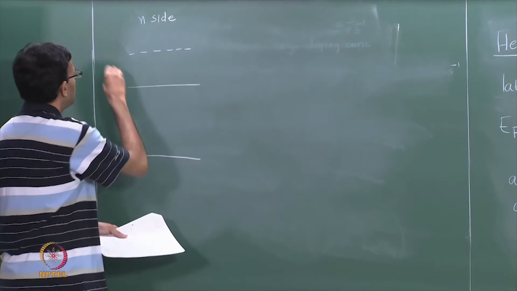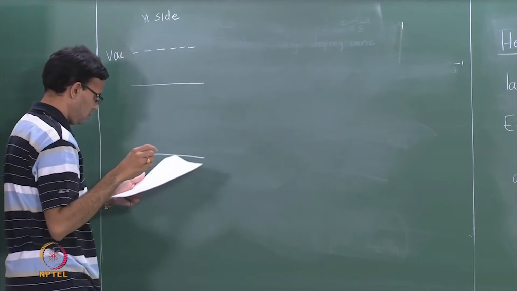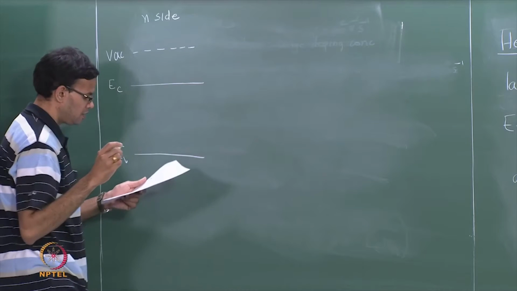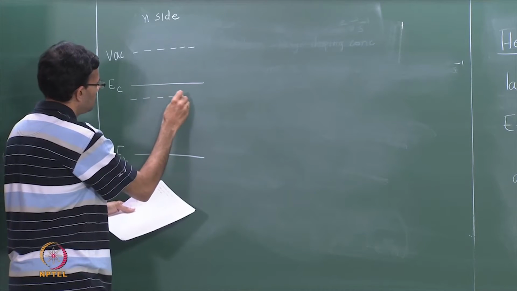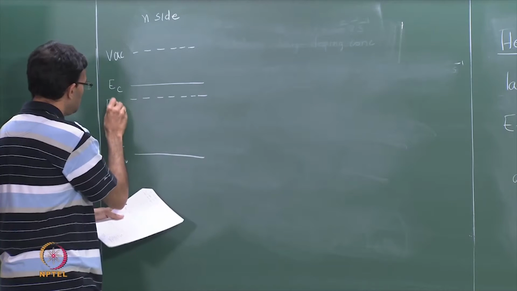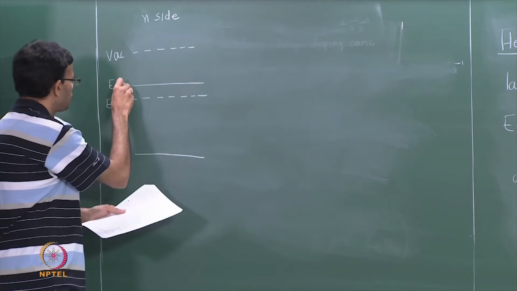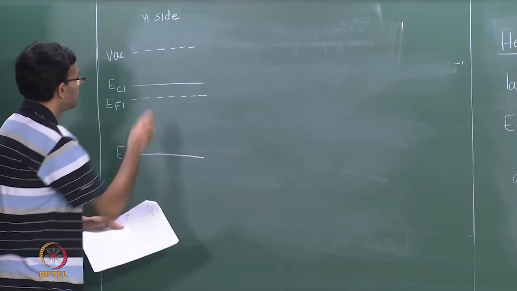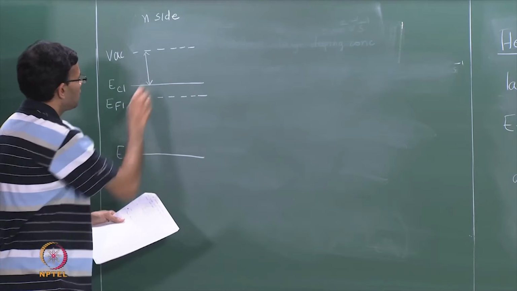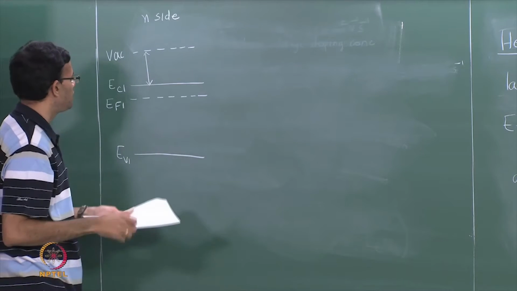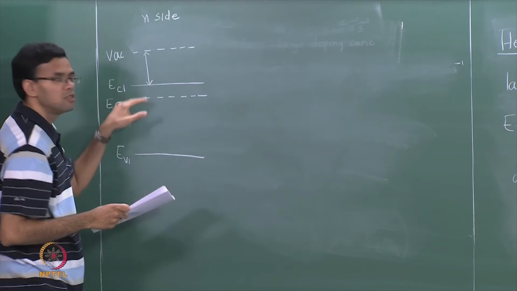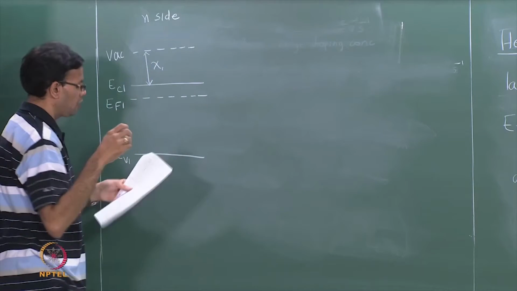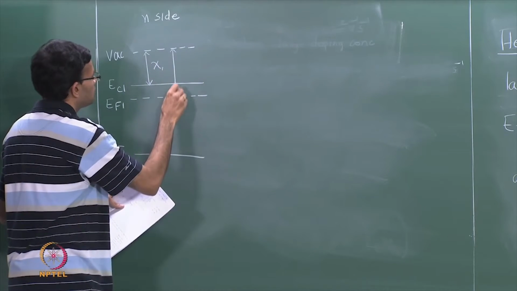This dotted line represents vacuum. This is the conduction band, that is the valence band, and this is the Fermi level. So, I will just put a subscript 1, so that this is material 1. So, we can define an electron affinity. Electron affinity is nothing but the energy from the bottom of the conduction band to the vacuum level. You can also define the work function.